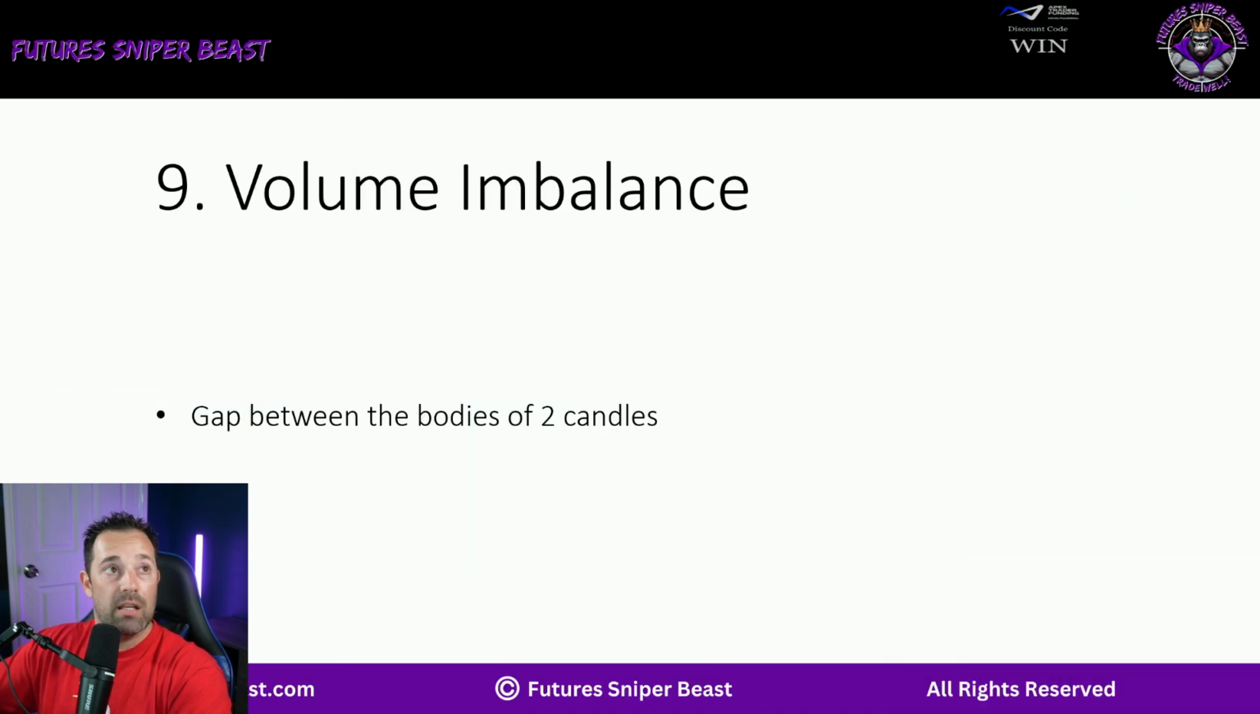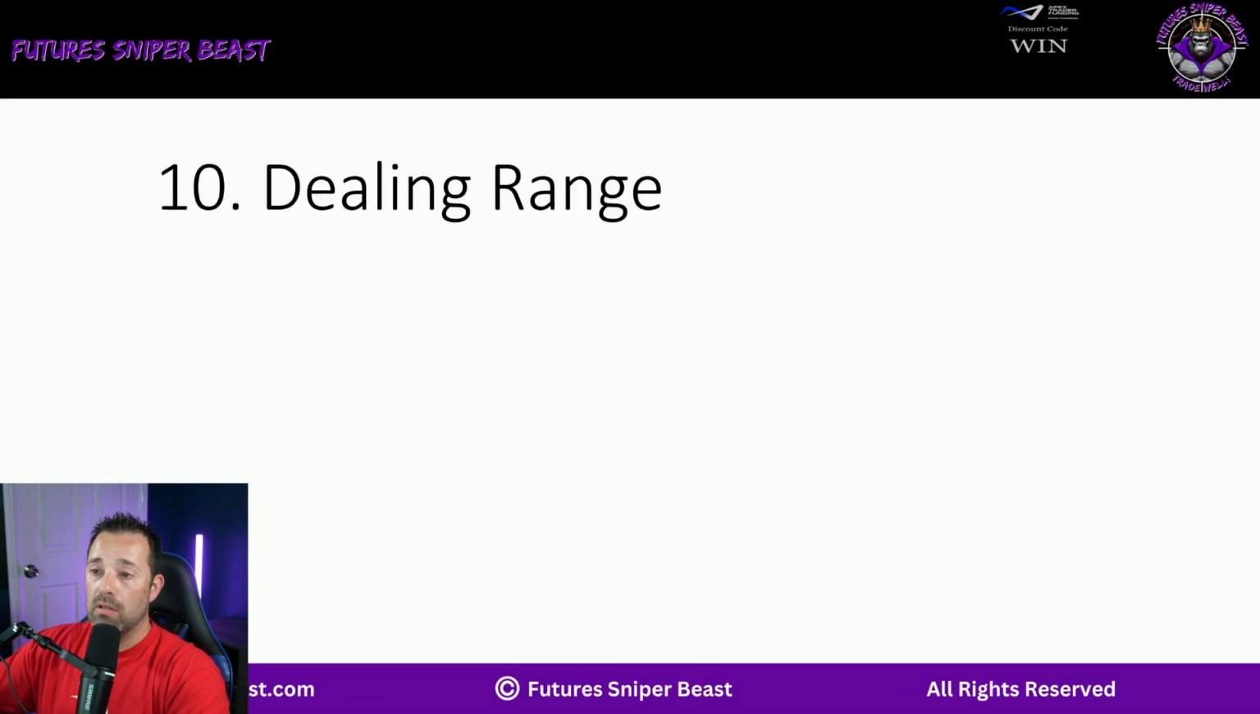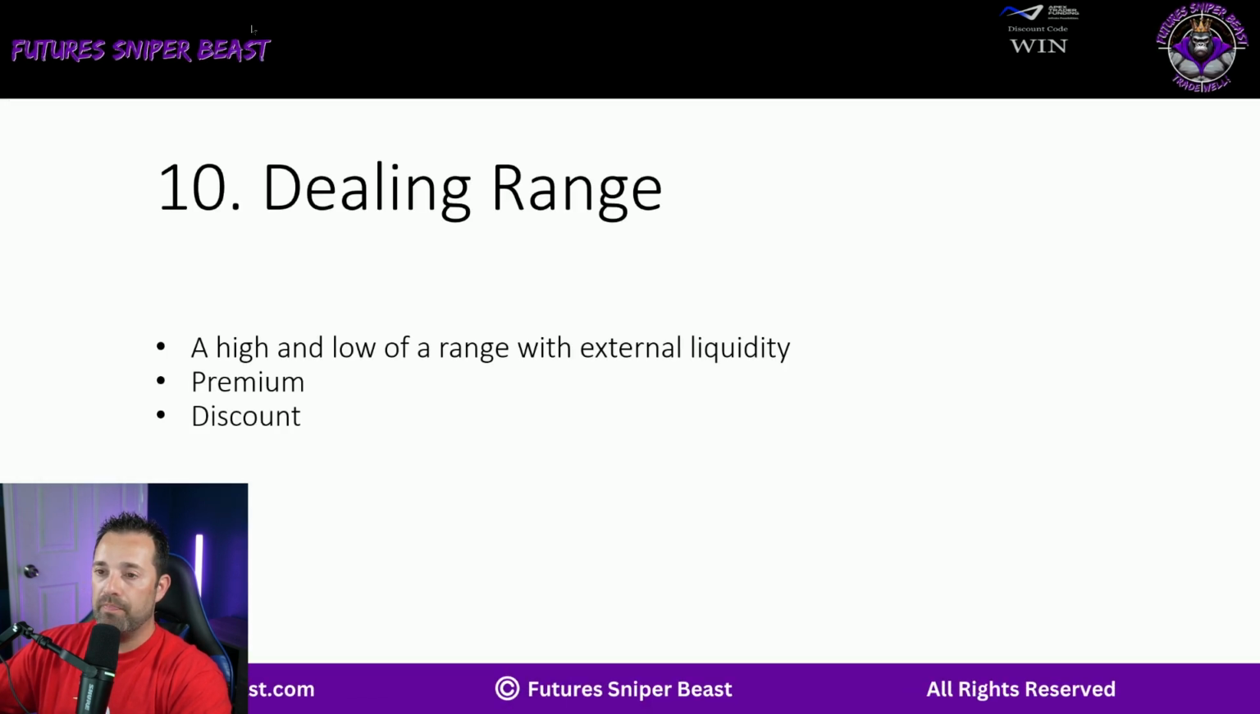All right. Next on our list, we have a dealing range. A dealing range is basically a high and low of a range, which is going to have typically external liquidity on the top and the bottom of it. And when you take that range, the high and the low, you're going to split it in half. You're going to have a midpoint. The upper half is going to be the premium of that dealing range, and the lower half is going to be the discount of that range.